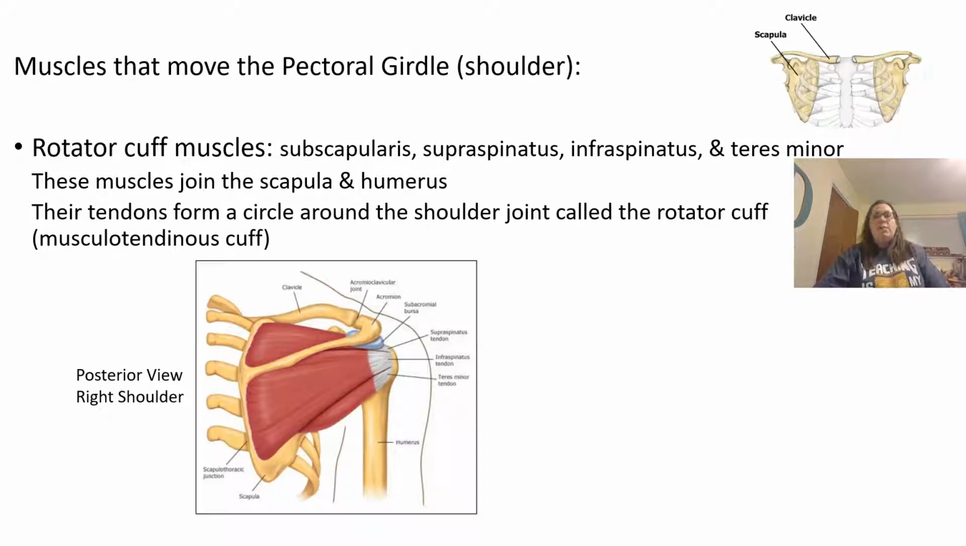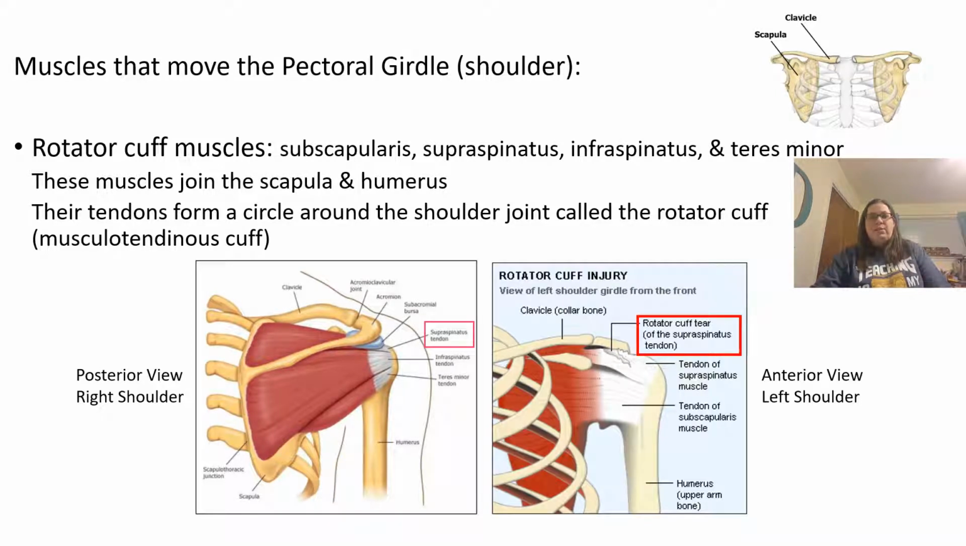Now, muscles that move the pectoral girdle or the shoulder are your rotator cuff muscles. There's what we call the subscapularis, the supraspinatus, the infraspinatus, and the teres minor. These muscles join to the scapula and the humerus, and their tendons form a circle around the shoulder joint, and this is what causes that cuff that we talk about as being the rotator cuff.